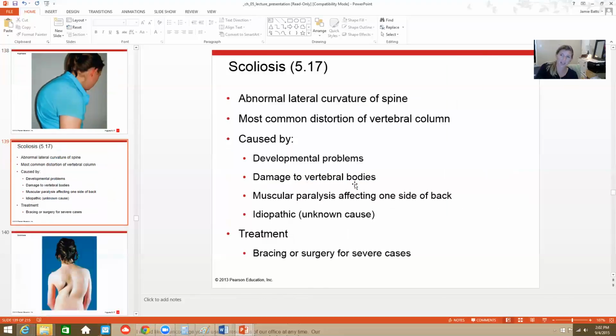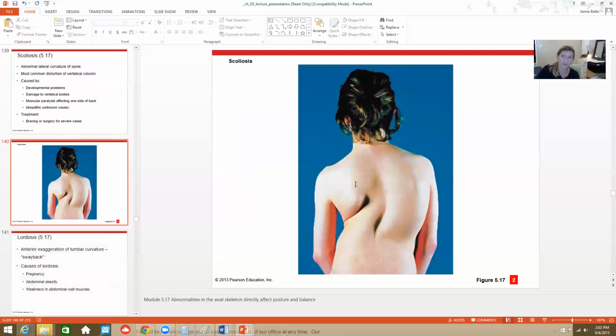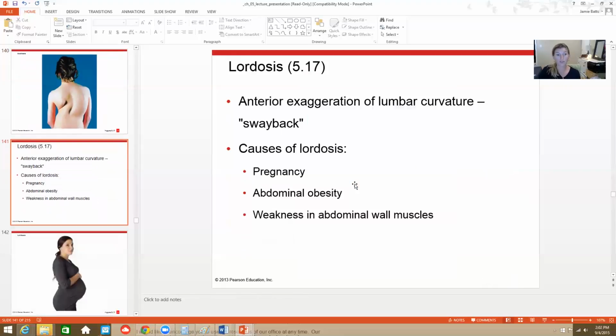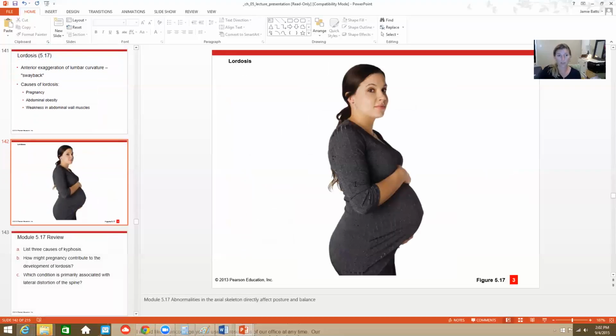Scoliosis is when you have a lateral curve of your spine. So instead of hunching forward, you kind of have an S curve to your back. Lordosis is swayback. This happens in overweight individuals or pregnant ladies when you're carrying all that weight on the front. You can see this is a very exaggerated lumbar curvature that she has because she's carrying all that extra weight on the front, although she's not that big for a pregnant lady.